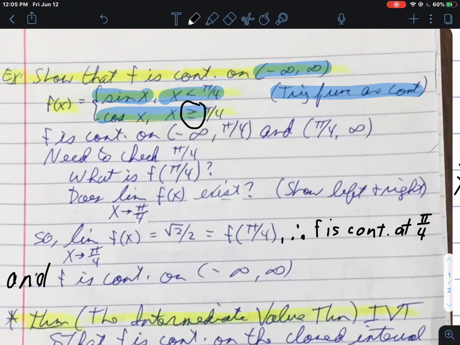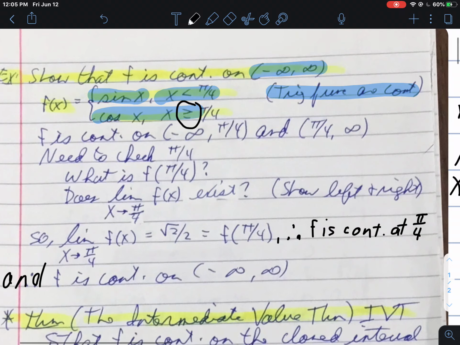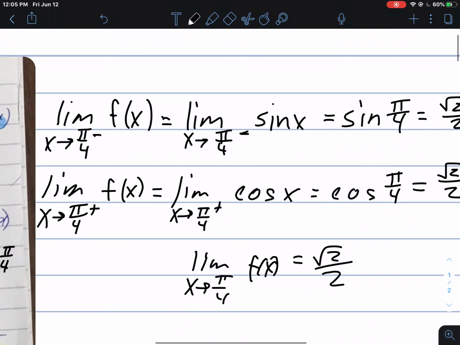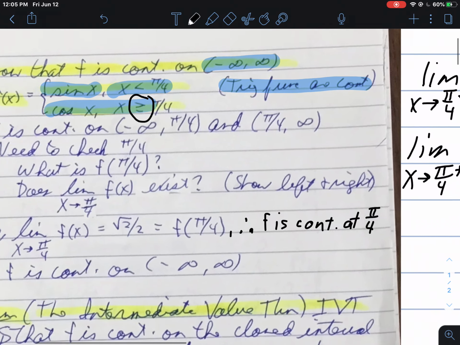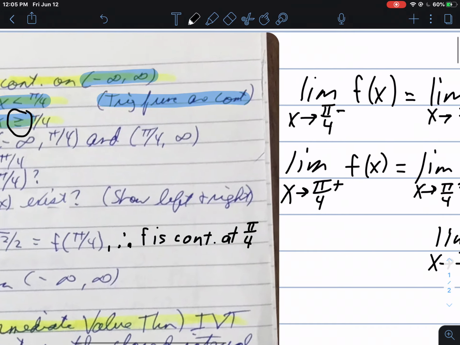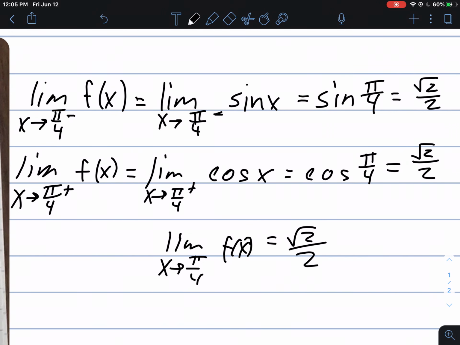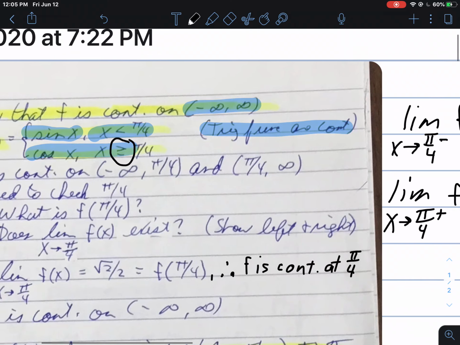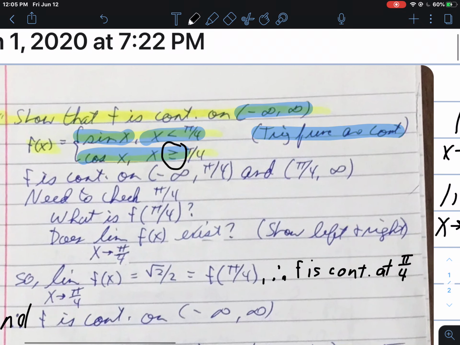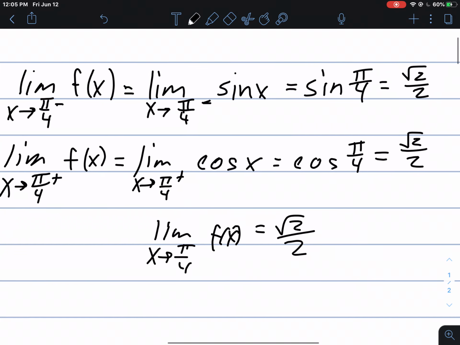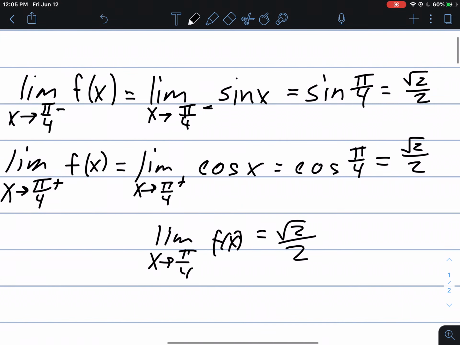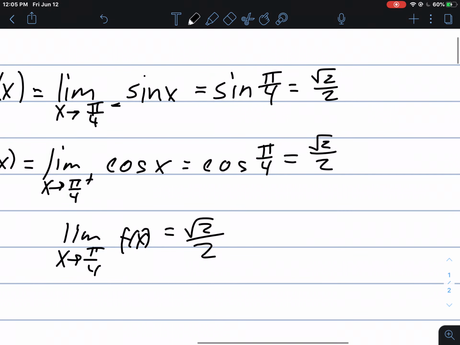Second requirement, we check the limit. Right? What is the limit as x approaches pi over 4? And because it is a piecewise function, we have to look at the left-hand limit and the right-hand limit, right? Because we have different definitions depending upon which side of pi over 4 we're coming from. So for x less than pi over 4, our definition is sine x. So I can look at the limit as x approaches pi over 4 from the left, would be the sine of pi over 4, which is square root of 2 over 2.